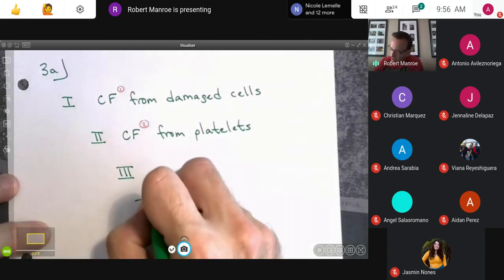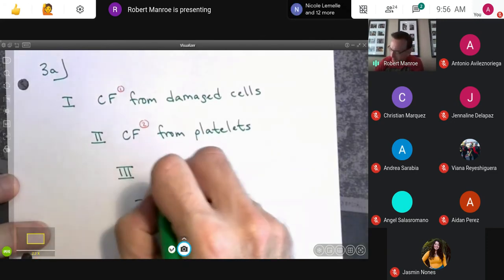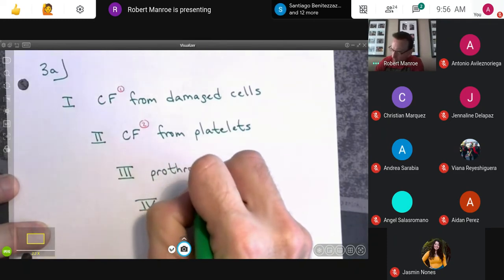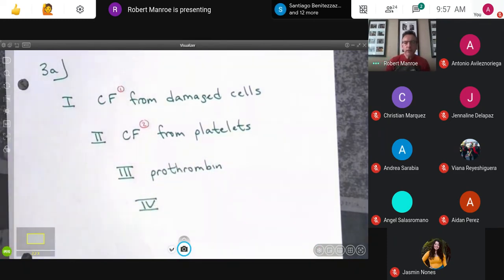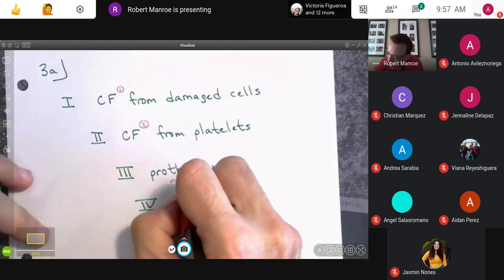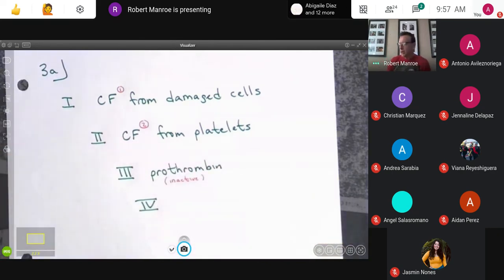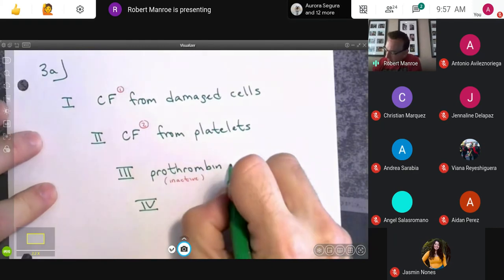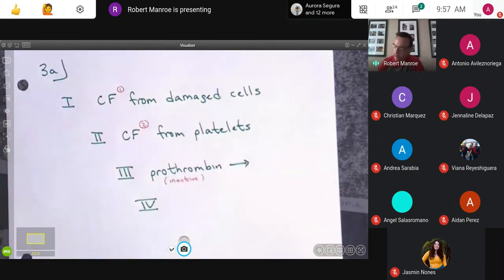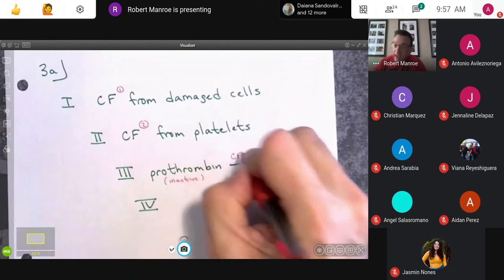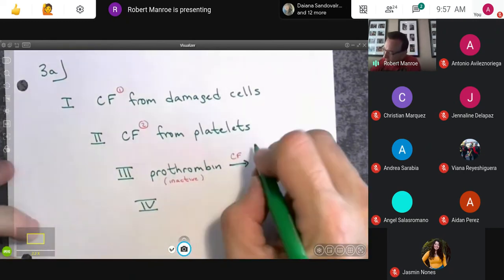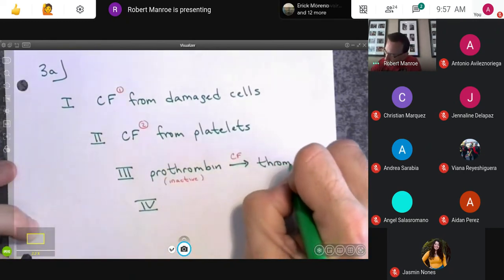All right, there's a protein that floats around in your blood called prothrombin. This is an inactive protein. Floats around in your blood all the time. When the clotting factors reach a high level, that prothrombin is converted. It's converted by clotting factors, a high concentration of them, and it's converted into thrombin.